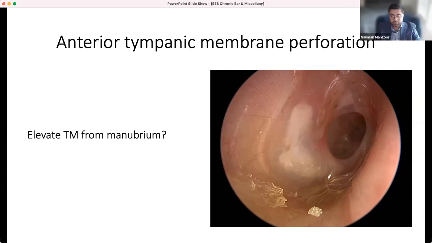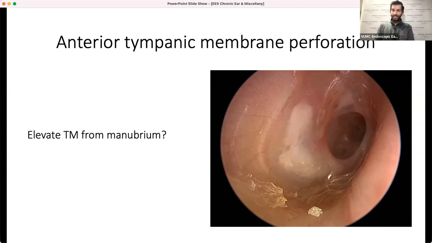But I think for this particular example, if you elevate it just from the manubrium and leave it attached superiorly, you will still be able to repair it without totally degloving the malleus. Yeah, I think I agree with you about that point. I just think that the literature on this topic is not very robust.